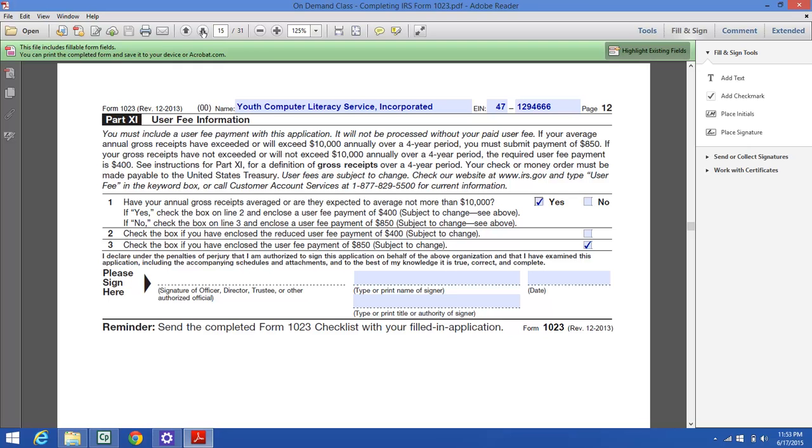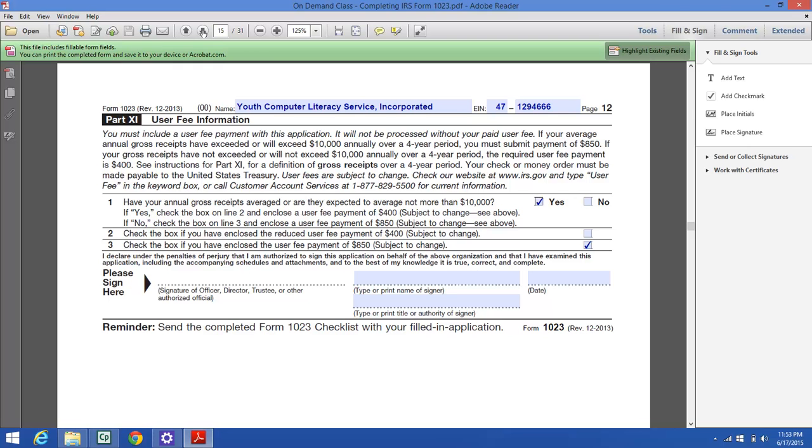Finally, we are on Part 11, which is the last part in the application. And Part 11 is the user fee information. This section explains how much money you owe the IRS, or you would need to pay the IRS to process this application for you. You must include a user fee payment with this application. It will not be processed without your paid user fee.